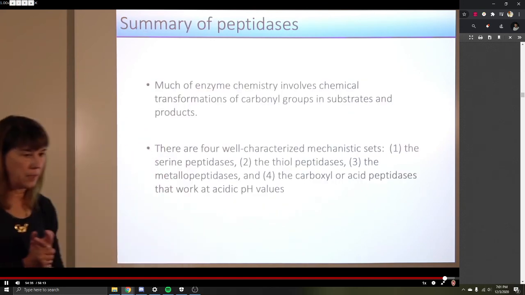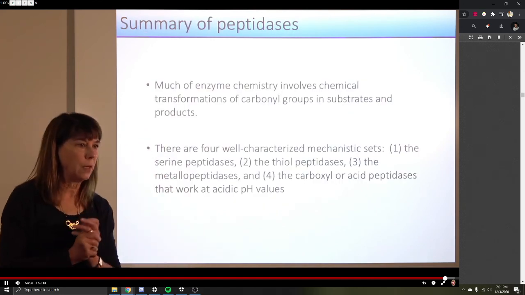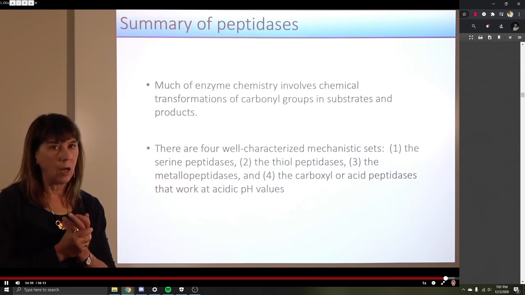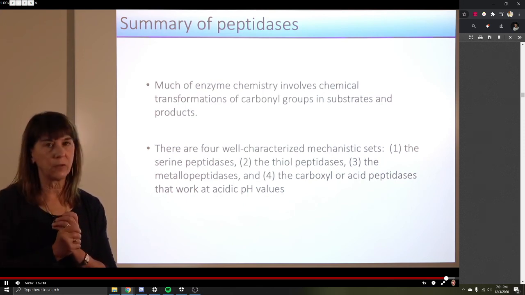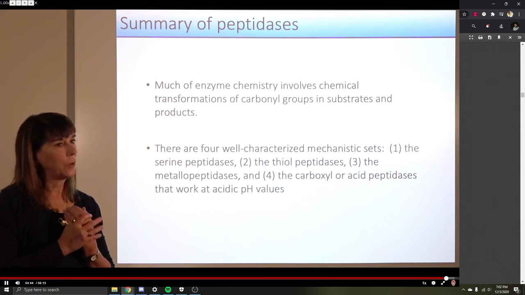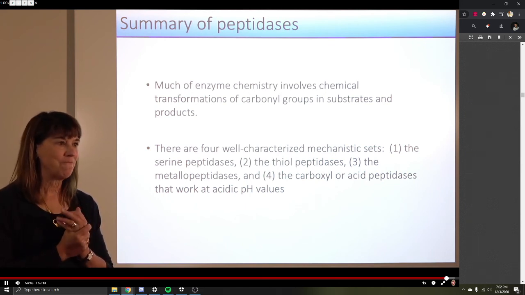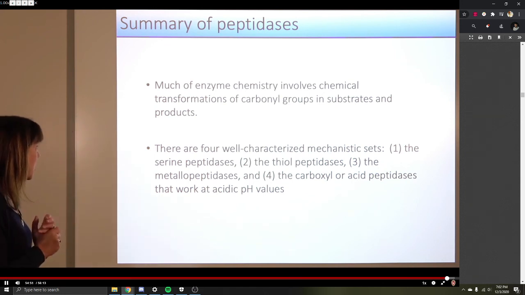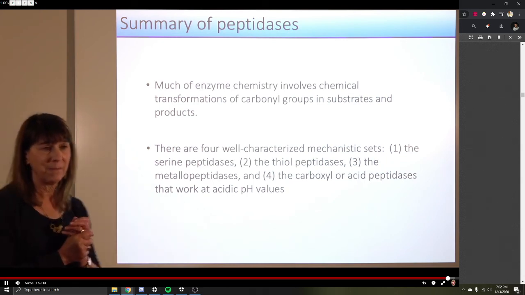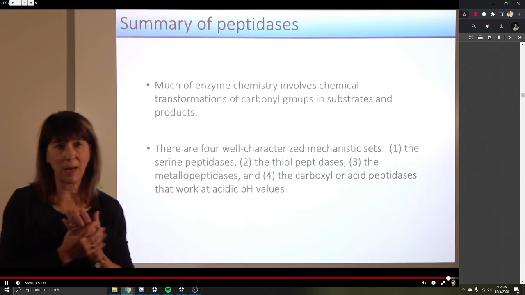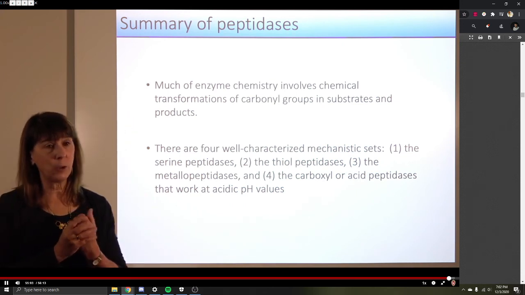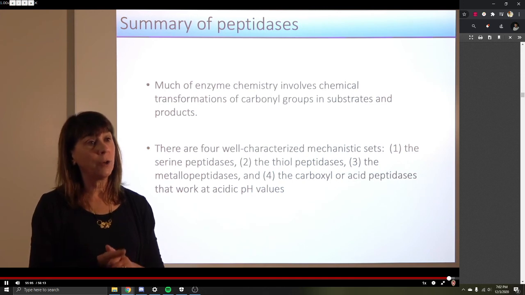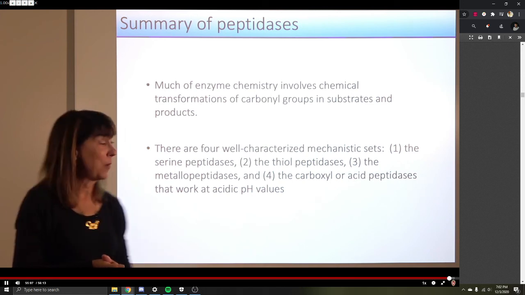So, a summary of the peptidases. They are biochemically and medically relevant. They are often targets for drug design. We still don't understand them all. Not one little bit yet. There's a lot to learn. But much of the enzyme chemistry involves chemical transformations of carbonyl groups in substrates and products. And that's true of so many metabolic pathways. If you understand carbonyl chemistry, you understand biochemistry a lot better than you think.